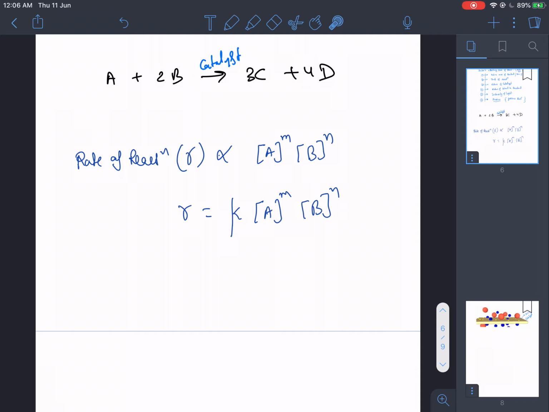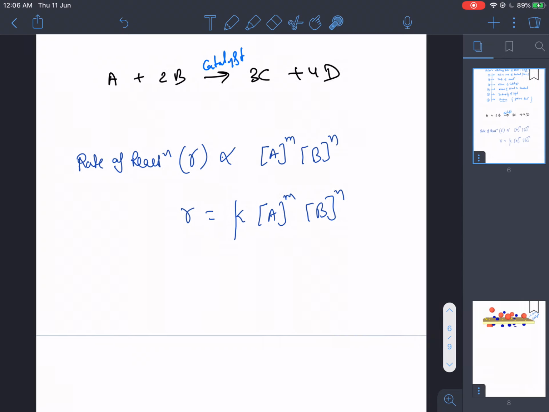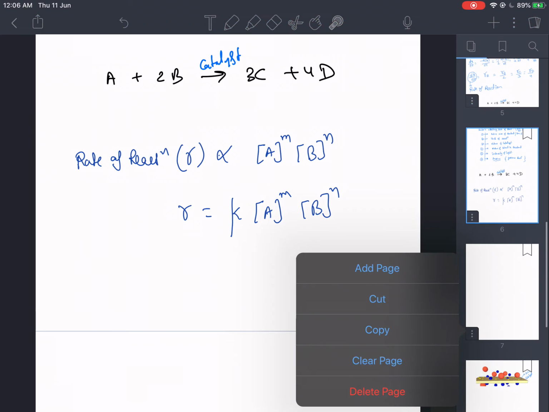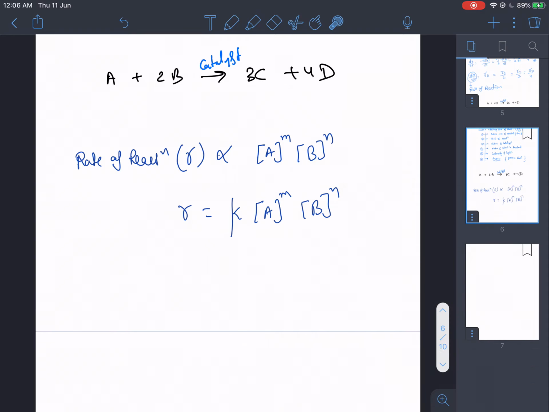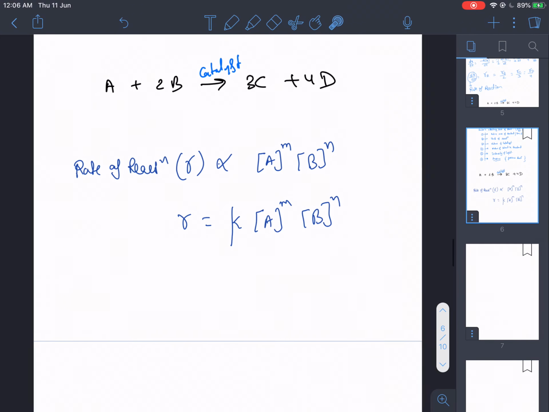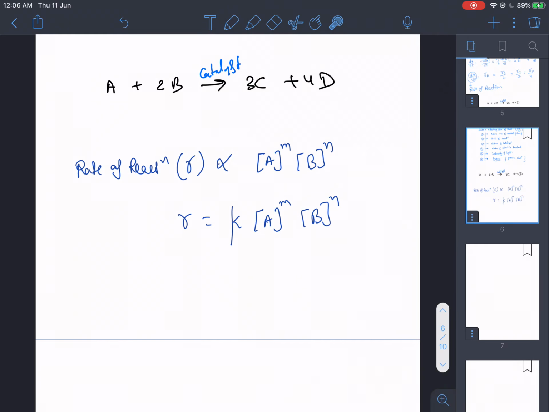Please make my point clear that this m and n may or may not be equal to the stoichiometry of the reaction. Right? Now the next question will be, sir, when should we consider and when should we not consider the stoichiometry? So the answer is, first you need to identify which type of reaction it is.